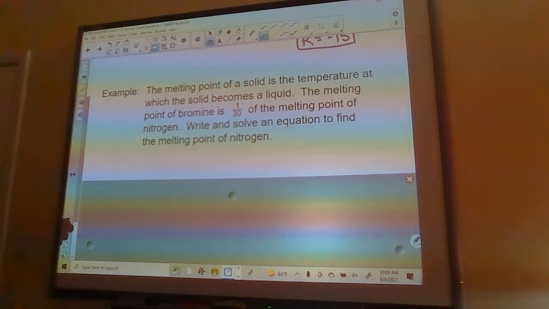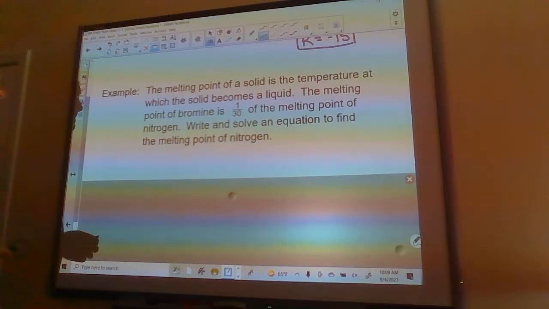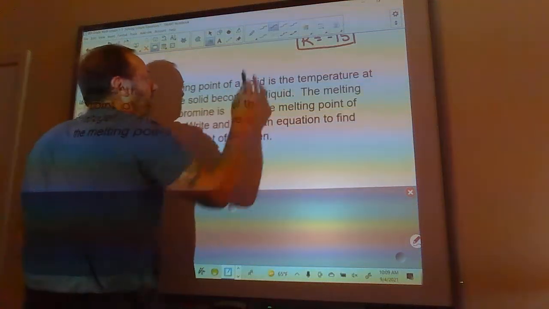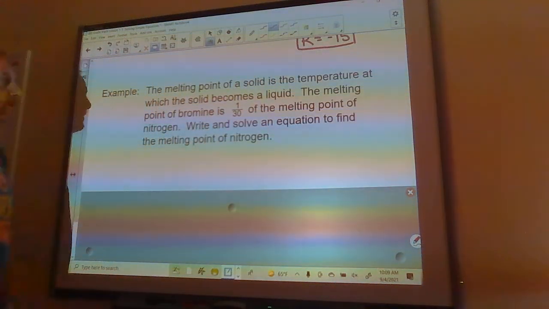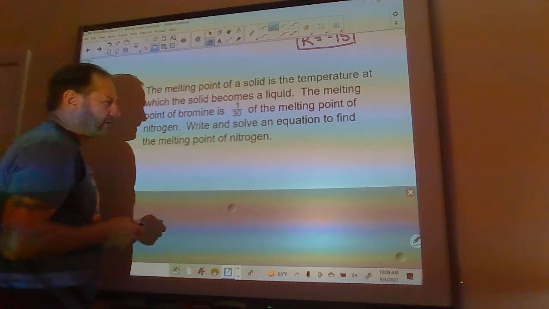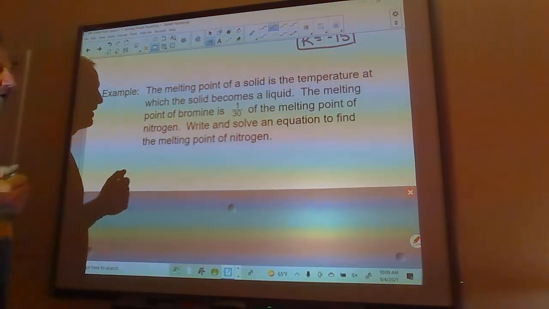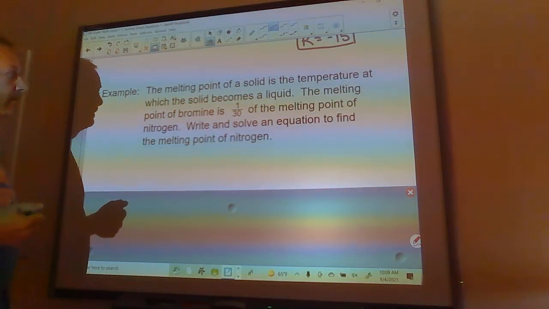So write and solve an equation to find the melting point of nitrogen. Okay, so it's a little bit tricky. So we know that, let's call our variable the melting point. We'll call it M.